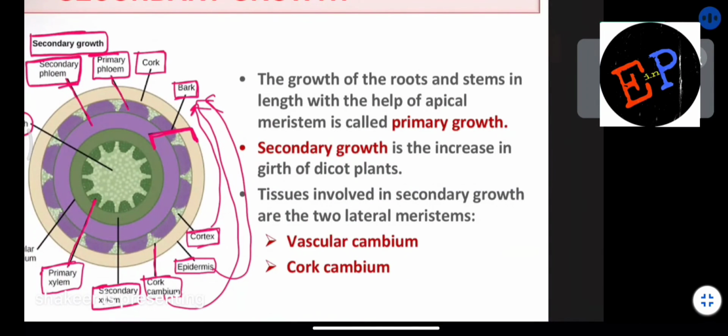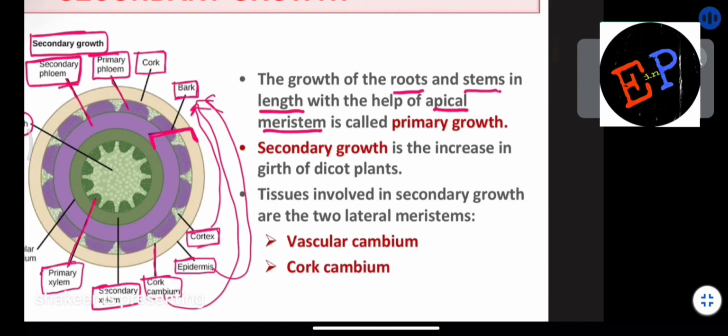Now see. The growth of the roots and stems in length with the help of apical meristem is called primary growth. What is meant by primary growth? Roots and stems grow, no? And their length will increase with the help of apical meristem. Apical meristems again are of two types: shoot apical meristem and root apical meristem.